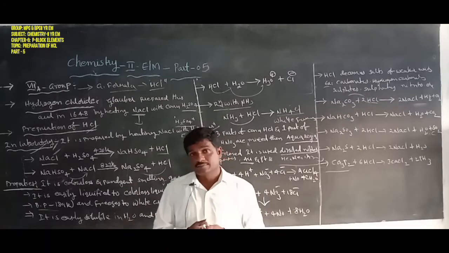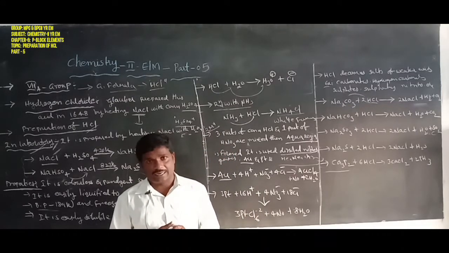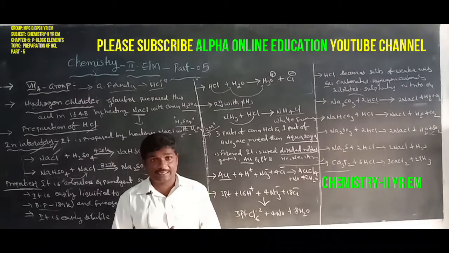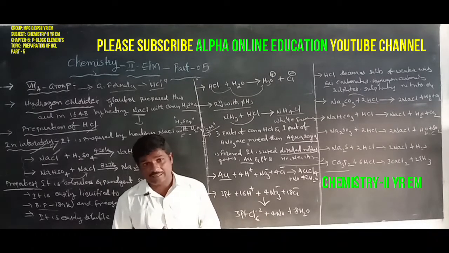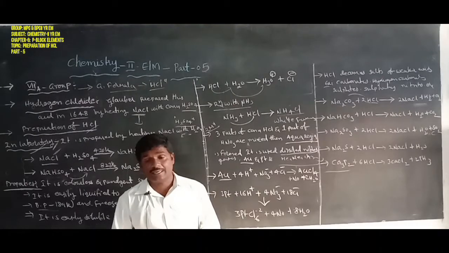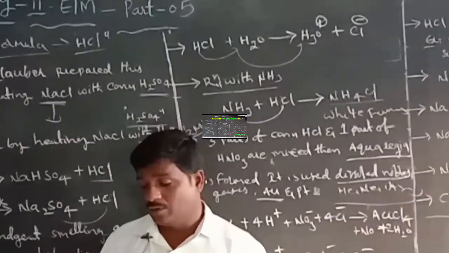Next class, we will discuss the halic acids of the 7th A group. That is halic 1 acid, halic 3rd acid, halic 5th acid. Next one is halic 7th acid, that is the oxo acids of the halogens.